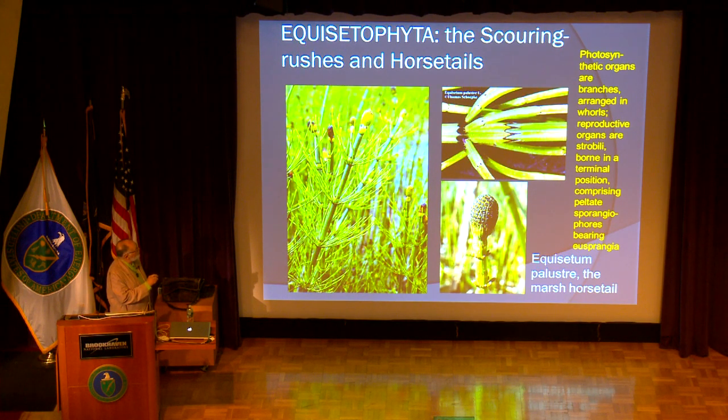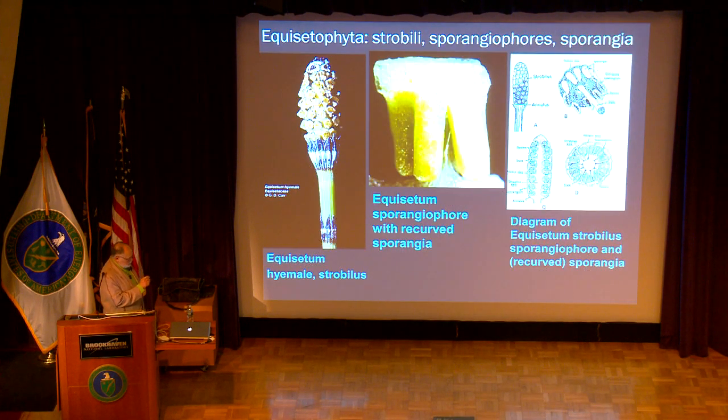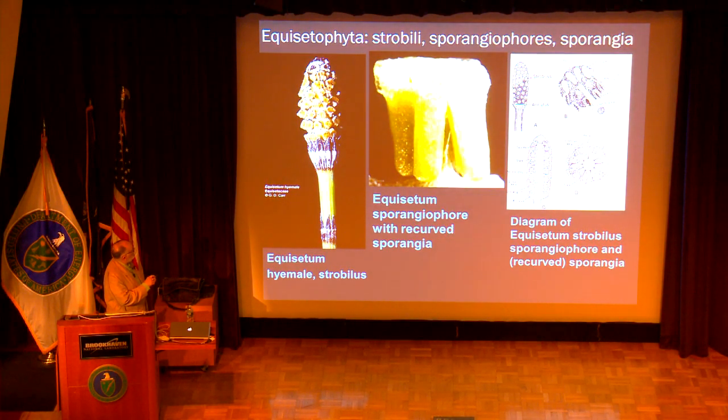Here's the strobilus. Here's the strobilus close-up. We'll get a little more on that, I think. Yes, here's the strobilus beginning to expand, and it reveals these sporangiophores, which have recurved sporangia. The sporangia face in toward the stem, and here it is. Okay, and here's a cross-section and a longitudinal section of the strobilus.